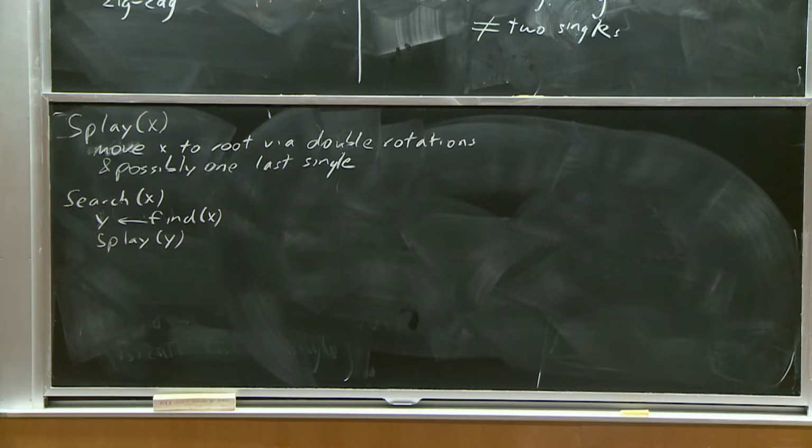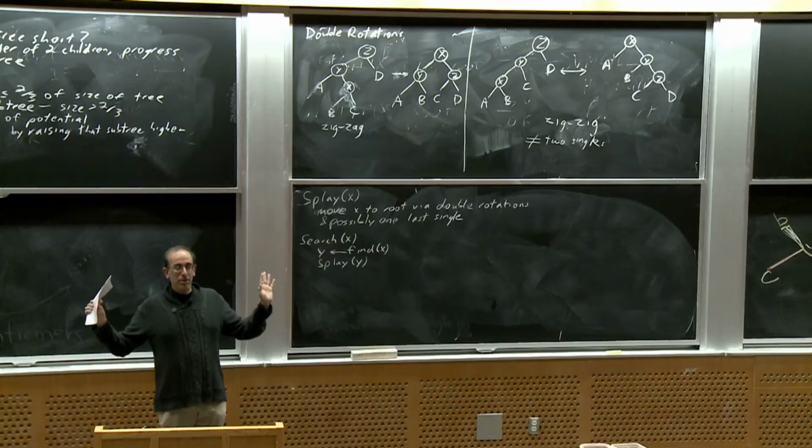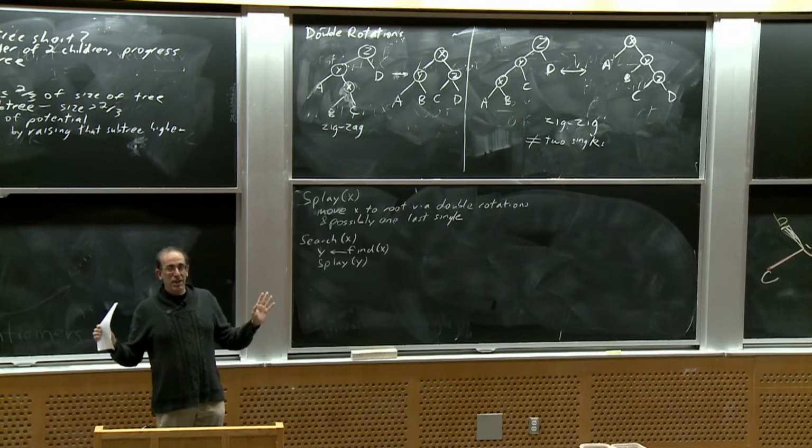This is the whole splay tree algorithm. No fancy data structure, right? It's just a tree, no extra information. The only thing they're changing is that after you do the search, you bring the item that you looked for to the root.